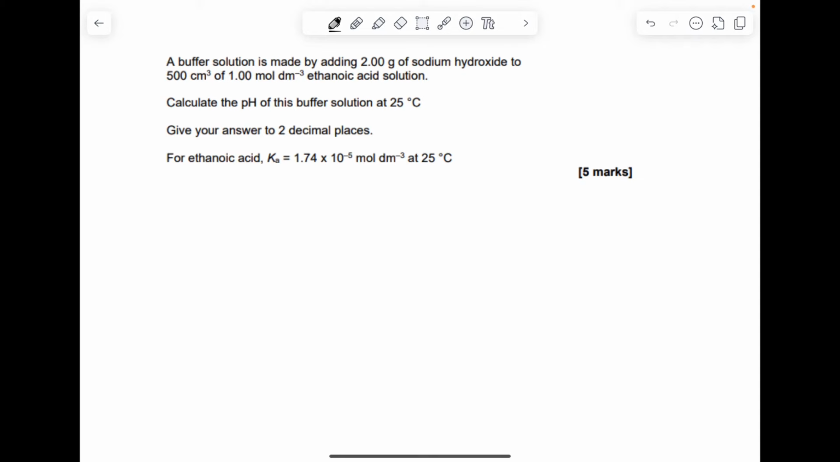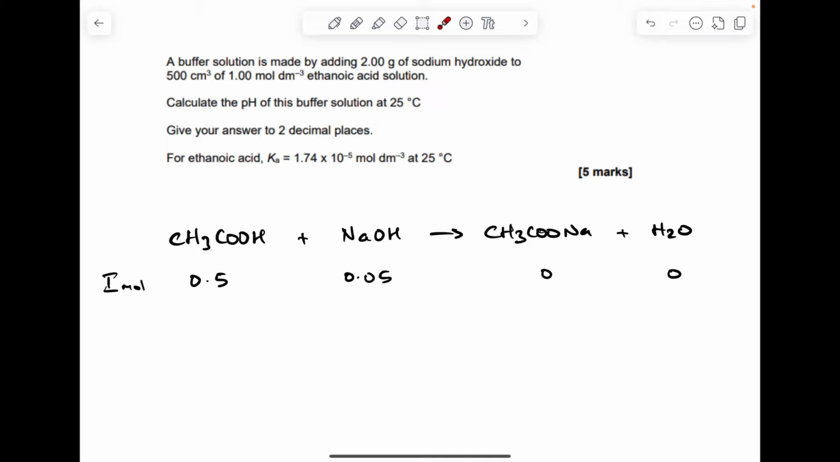So moving on to the calculation worth 5 marks. The first thing we're going to need is an equation for the reaction. There's that there. And we're going to work out the initial moles of the sodium hydroxide and ethanoic acid involved in this reaction. For the ethanoic acid, it's just concentration times volume in decimeters cubed. And for the sodium hydroxide, it's mass over Mr. Mr of NaOH is 40. So the initial moles of acid is 0.5. Initial moles of sodium hydroxide is 0.05.